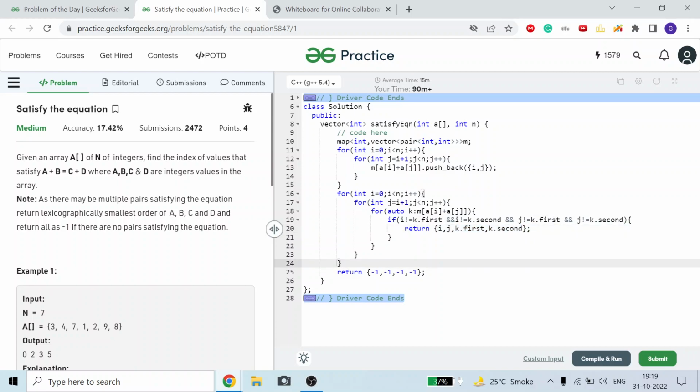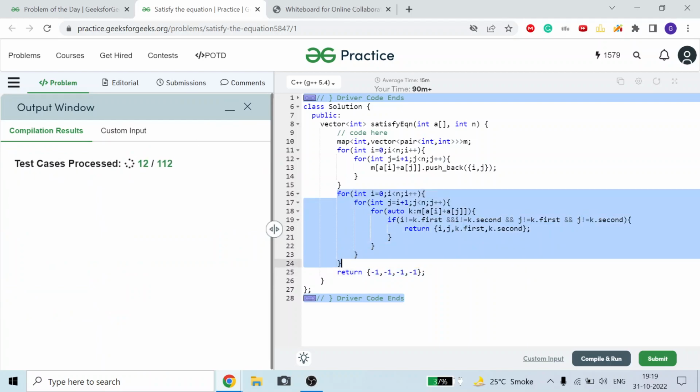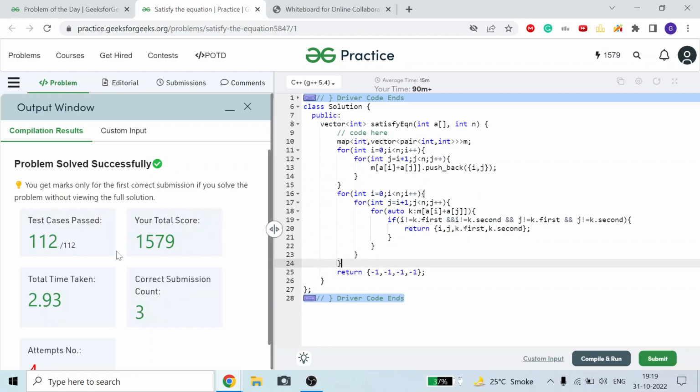And if I completed the loop and I don't find any such pairing of indexes, then I will just return 4 times minus 1. This is just a mathematical concept problem. If you know about this, then this will become a cakewalk. Otherwise, you just have to write a complex code. Okay guys, so you can see all the 112 test cases pass.